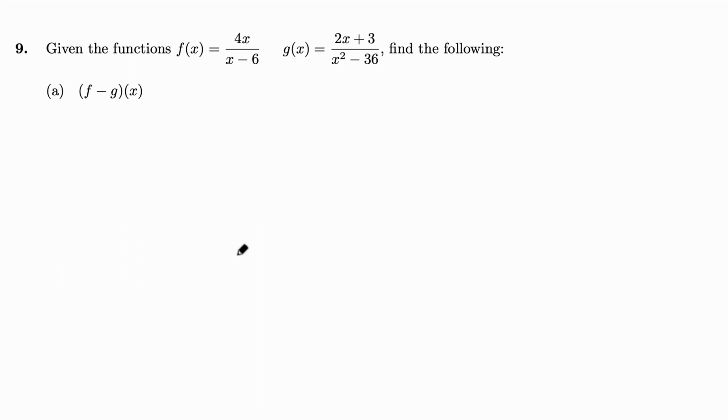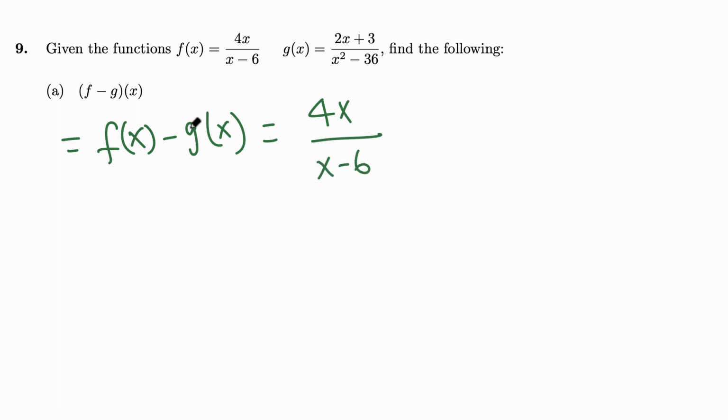Number 9. So we are given two functions in fractions, by the way. So polynomial divided by polynomial, a rational function. F minus g means just f(x) minus g(x). So the function f is 4x over x minus 6, minus g(x) is 2x plus 3 over x squared minus 36. Now whenever we subtract a fraction from another fraction, we have to find the common denominator.